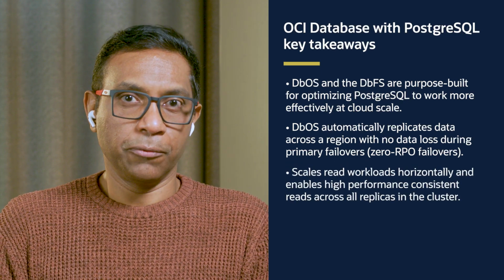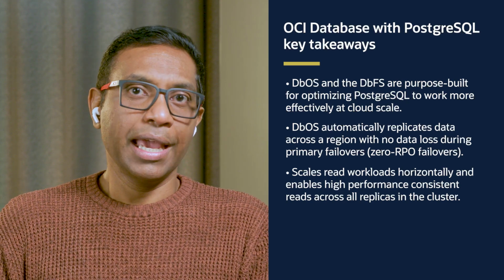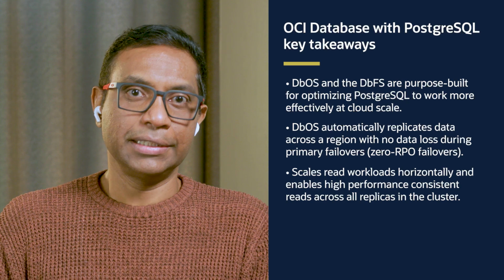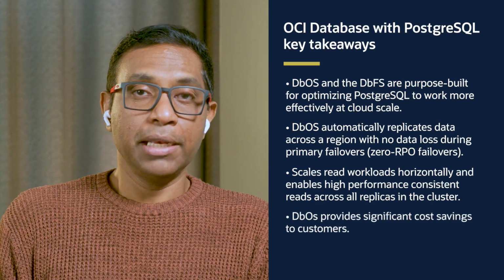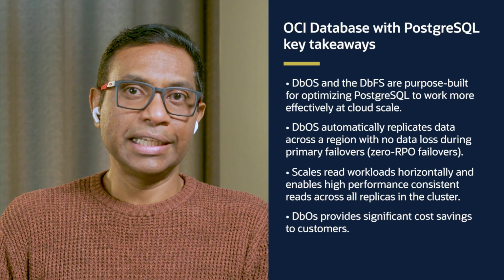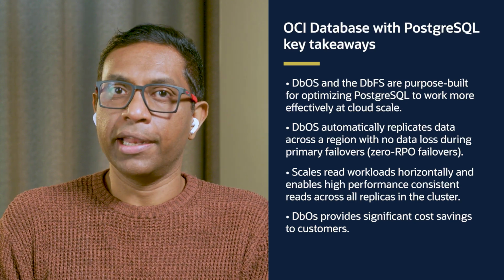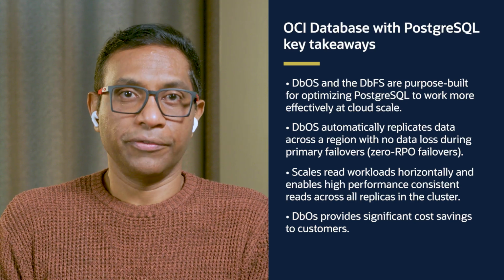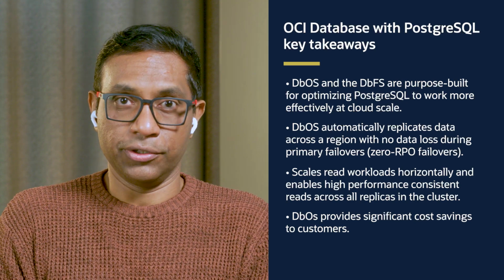OCI Database for Postgres scales read workloads horizontally and enables high-performance, consistent reads across all replicas in the cluster. Database optimized storage provides significant cost savings to customers because they don't actually have to replicate and store multiple copies of the data, and the storage is automatically scaled down when the data size reduces.